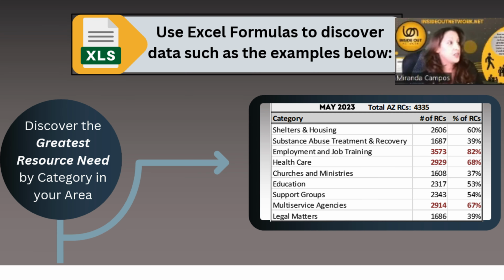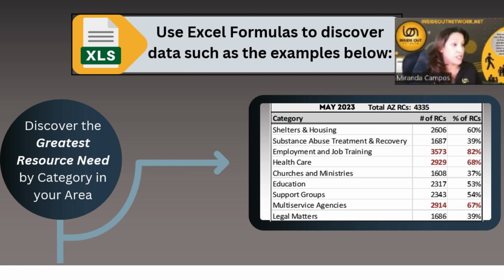Another example is you can use Excel formulas to discover data like the greatest resource need by category in your area. So this was some data stats that I pulled from last year. This was our total. We're over 5,000 returning citizens now, actually. We're way over that. But you can see that for all our returning citizens, I pulled the data and you can see the main things that all of them needed were employment and job training. So you can do the same thing with your data. You can pull it and you can see what is the greatest need out of all these returning citizens coming into my area.